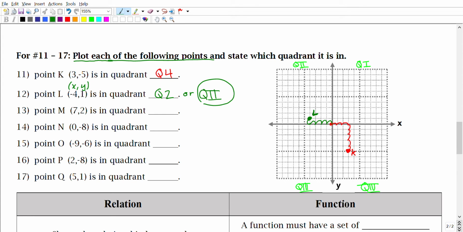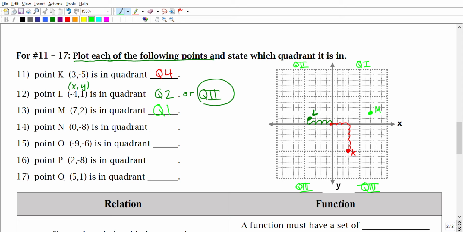Okay, so next one is point M. So we have 7, 2. So let's go ahead and do this in a different color. So 1, 2, 3, 4, 5, 6, 7 to the right and up 2. So it should be somewhere right there. Always make sure you label it if you're being asked to label it. So this one now falls in quadrant 1. All right. Good. Let's keep going.